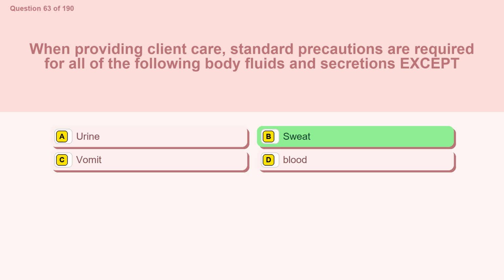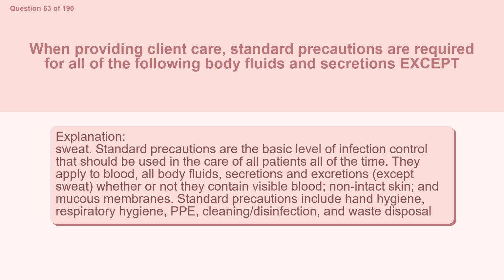The correct answer is option B, sweat. Standard precautions are the basic level of infection control that should be used in the care of all patients all of the time. They apply to blood, all body fluids, secretions and excretions, except sweat, whether or not they contain visible blood, non-intact skin, and mucous membranes. Standard precautions include hand hygiene, respiratory hygiene, PPE, cleaning/disinfection, and waste disposal.